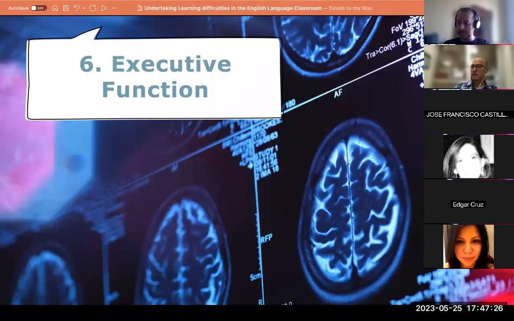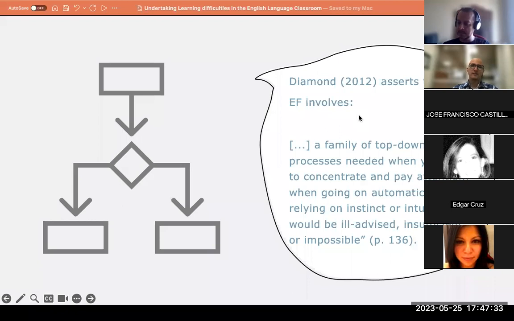Another area is executive function. They will have problems with the executive function. Now, what exactly is this? According to Diamond in 2012, executive function is a family of top-down mental processes needed when you have to concentrate and pay attention, when going on automatic or relying on instinct or intuition would be ill-advised, insufficient, or impossible.